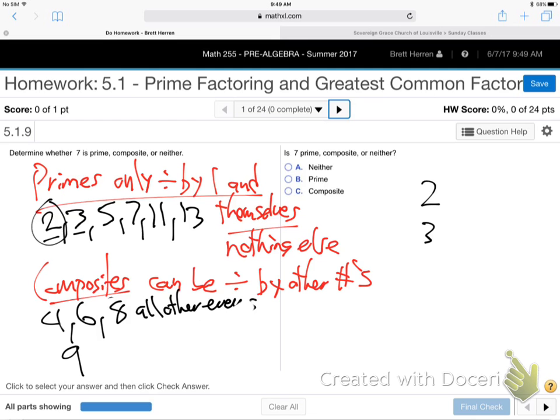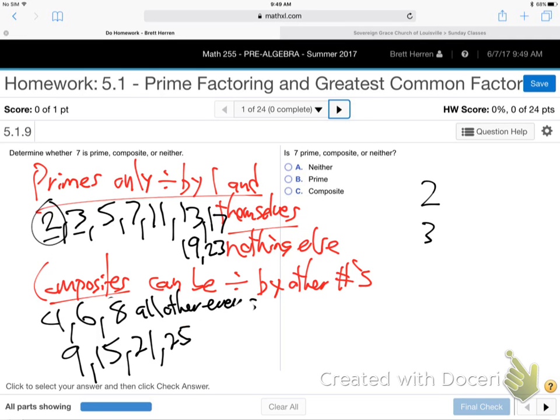15. He's composite. What's he made out of? 3 times 5. Three 5s make 15. He's just made out of other stuff. He's not pure. 17. Prime. 19. Prime. 21. Composite. What's he made out of? 3 times 7. 23. 25. Composite. What's 25 made out of? 5 times 5.